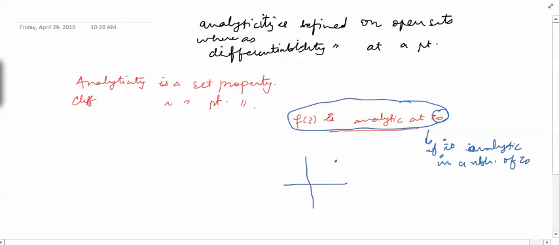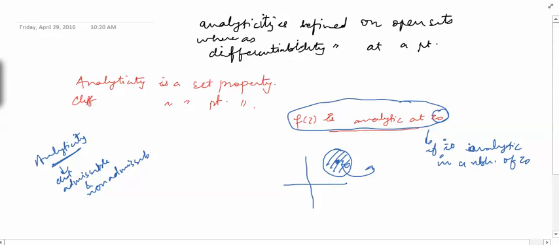So if we have a point z naught, and around z naught we have an open set which is a neighborhood of z naught, and if the function is differentiable everywhere on this open set, then we say that our function is analytic at that point. So we have analyticity defined for a point in this sense. Later on we will see that this analyticity gives us a tool to distinguish between admissible and non-admissible functions. We will see this in the course.